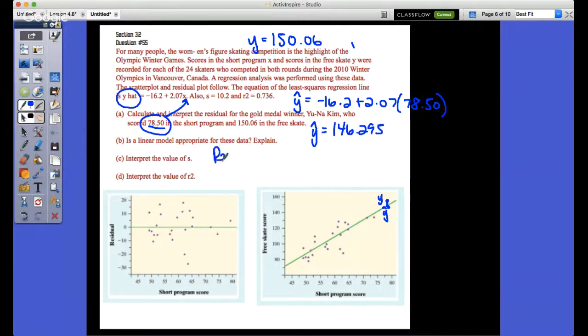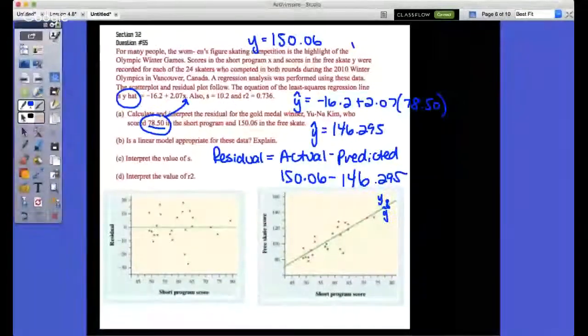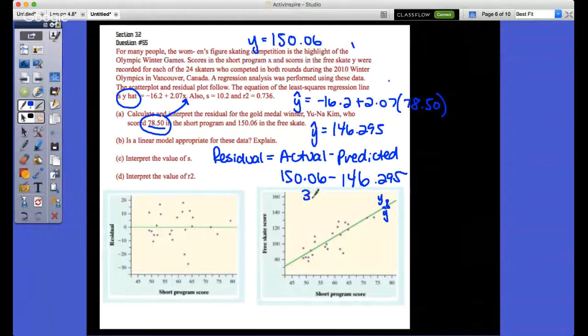But remember, residual is equal to actual minus predicted, and I would show all this. You say, Coach, how would you actually do this on an AP exam? I would say my actual was 150.06. Subtract, and I would show all this work too, 146.295. When I do that, I'd get 3.765, which should make sense because it's above the LSRL. Therefore, this residual is positive, or the error is positive.